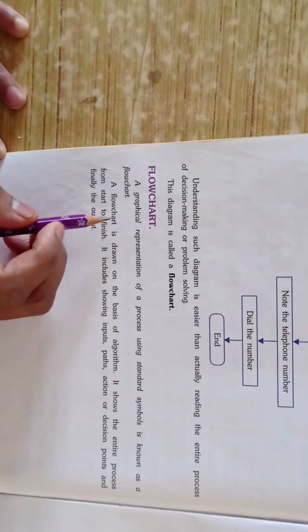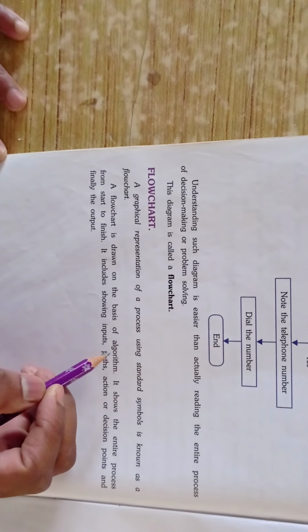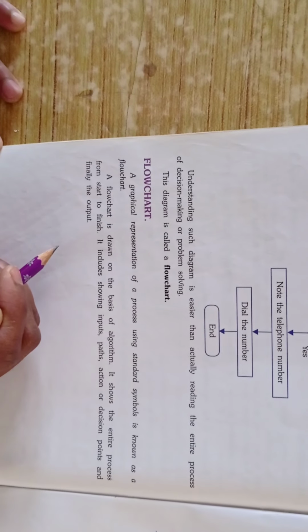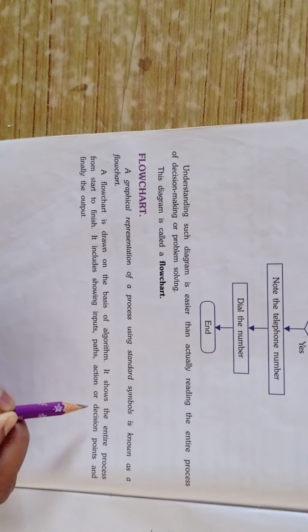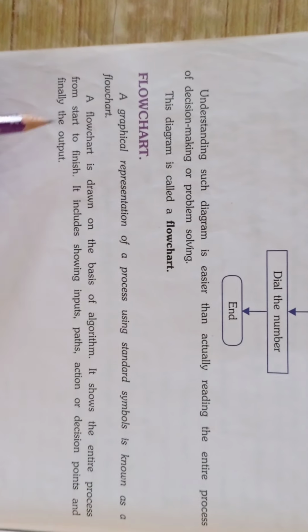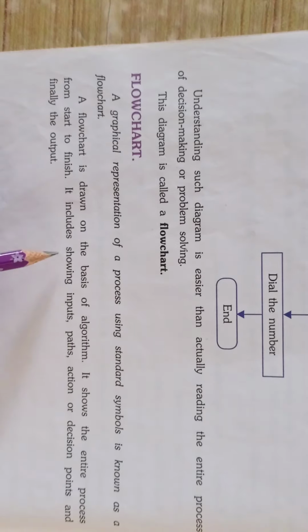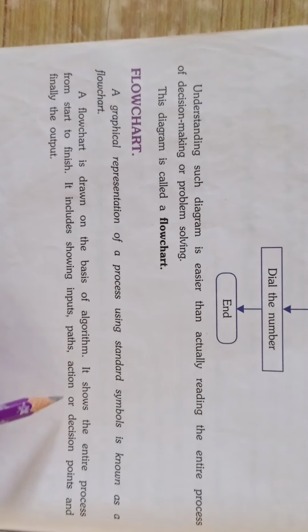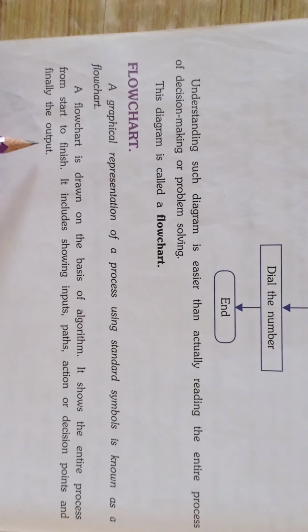So what is a flowchart? A flowchart is one kind of graphical representation using some standard symbols, like the symbols we have just seen. When we use those symbols to create a graphical presentation, this makes a flowchart. A flowchart is drawn on the basis of an algorithm. It shows the entire process from start to finish. It includes showing inputs, paths, actions or decision points, and finally the output.